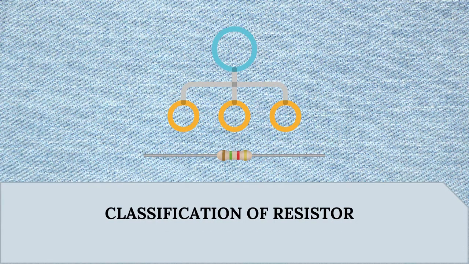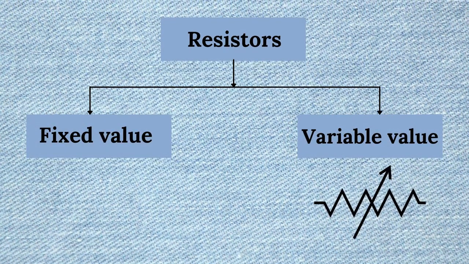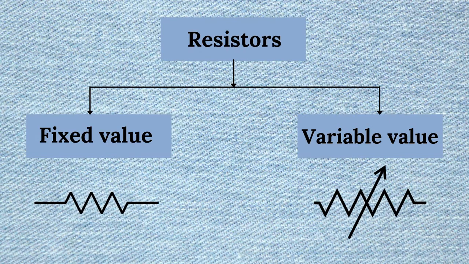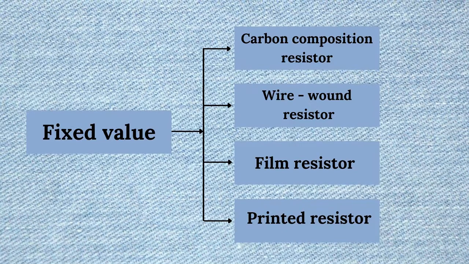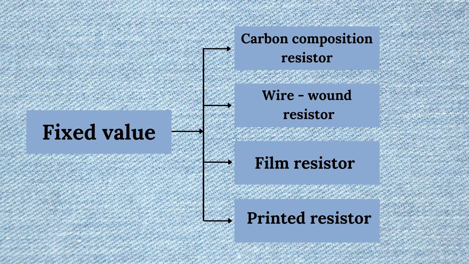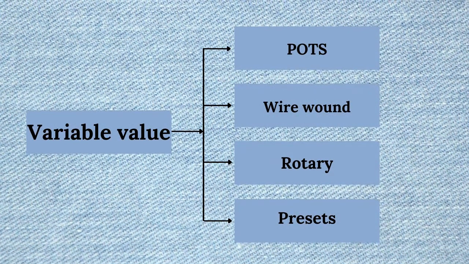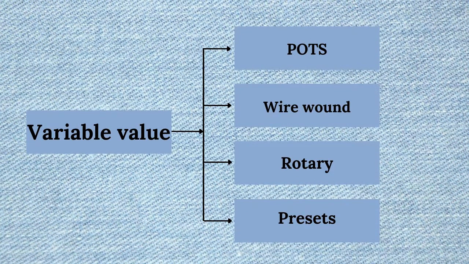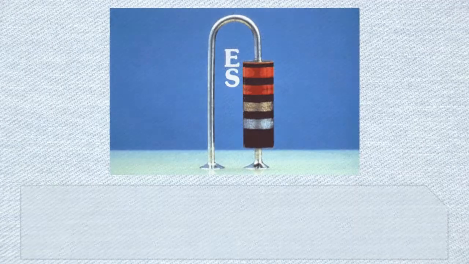Classification of resistor. Resistors have two types: fixed value and variable value. Fixed value: carbon composition resistor, wire wound resistor, film resistor, printed resistor. Variable value: pots, wire wound, rotary, presets.